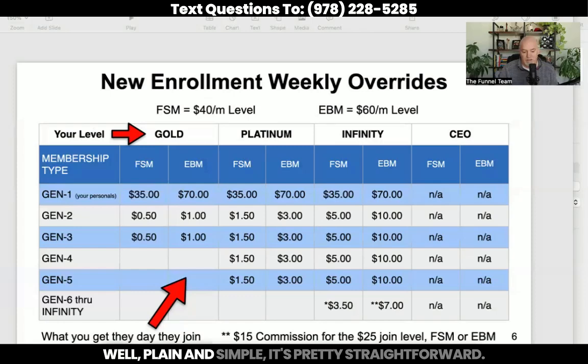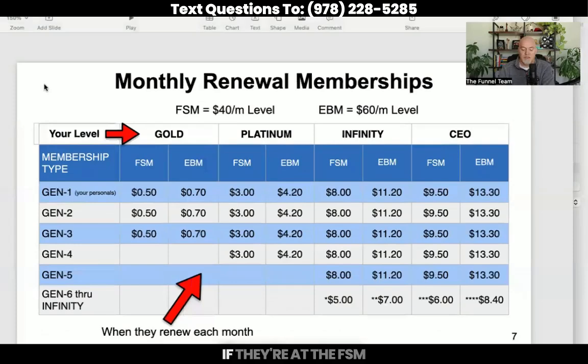Well, plain and simple, it's pretty straightforward. You head on over here and you look at the actual renewals. If they're at the FSM membership level, nothing changes. Everything on the renewals is exactly the same. The only difference there is the entry point. So what is the renewal specifically for the global member?